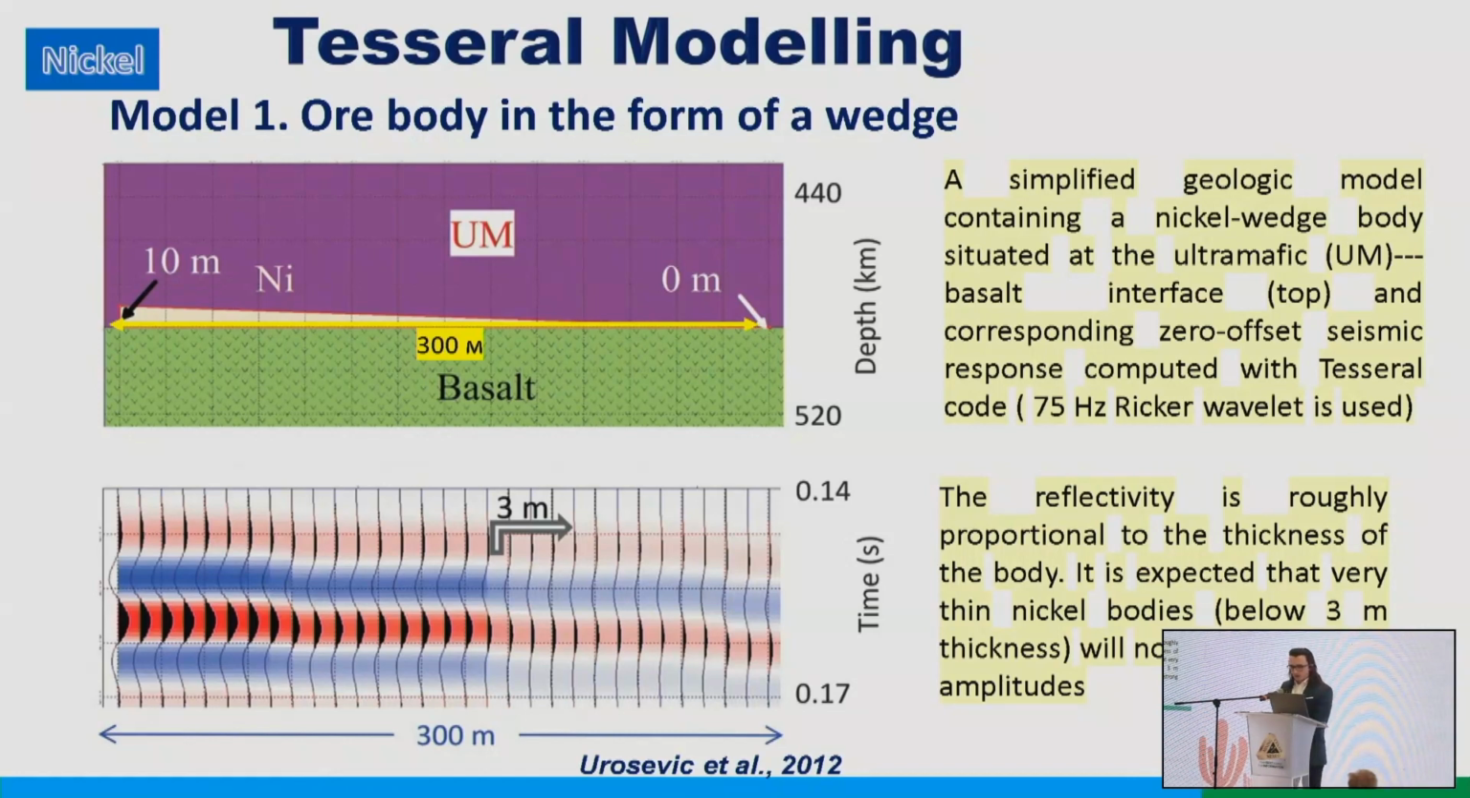From the modeling we made, it is clear that very thin ore bodies, less than 3 meters thick, will not give noticeable amplitudes. The greater the thickness of the body, the greater the amplitude of seismic reflection, and from some point it becomes noticeable to identify. Here we can see that from 3 meters thickness, we can distinguish the effect of the nickel ore body.